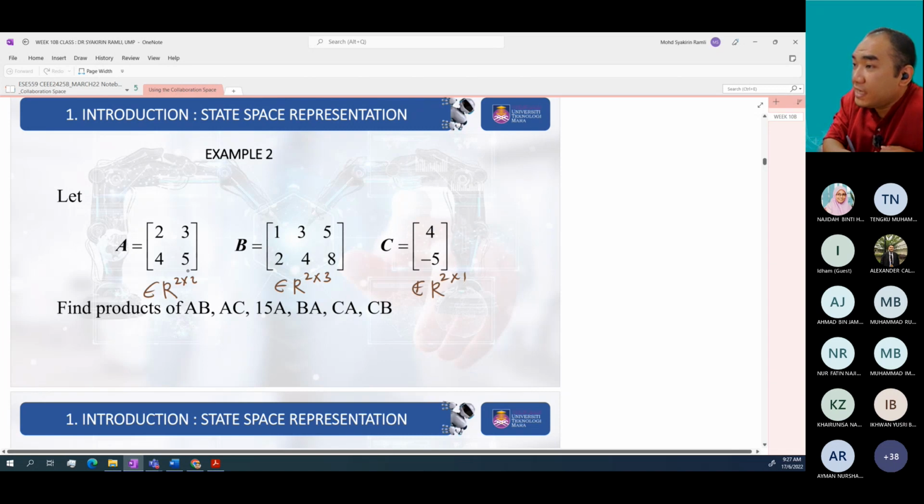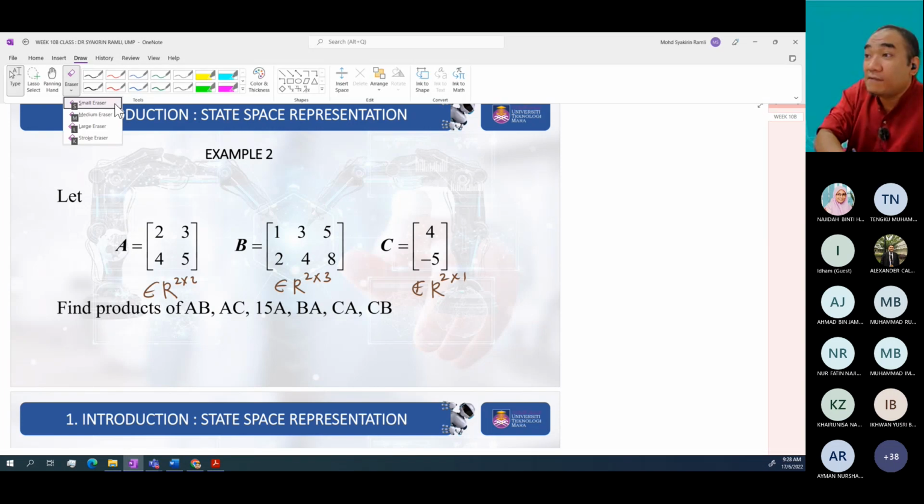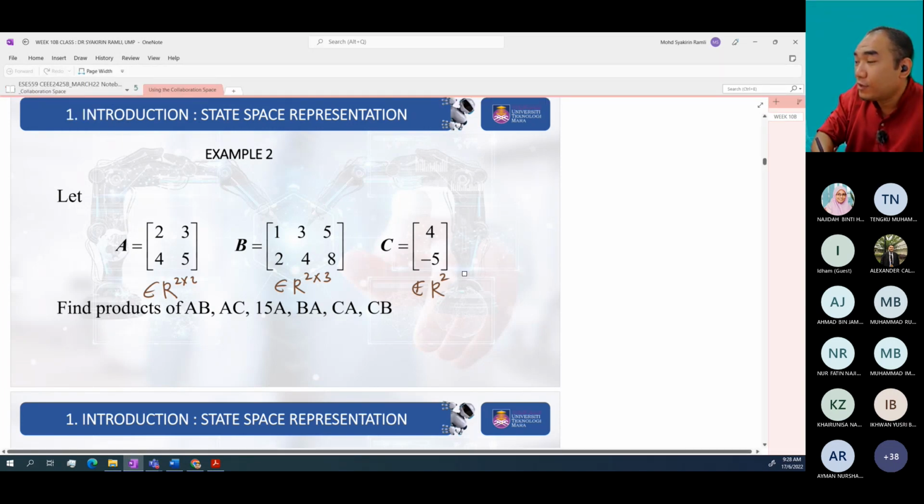Dan in terms of dimension kan, ini adalah 2 kali 2, ini adalah matrix 2 kali 3, C adalah matrix 2 kali 1. Okay, 2 kali 1. Ataupun kadang-kadang, if we have a column vector, you can simply write it like this one. Tak perlu ada 2 kali 1 tu. Kamu just tuliskan dia sebagai R2. Okay, R2. Kan nanti kalau kamu buat master, buat study PhD, baca research paper, dia suka guna notation macam ni. Jadi tu saya nak introduce kamu kepada all this notation lah. Dan saya believe kamu dah belajar pun dalam subjek lain tu.